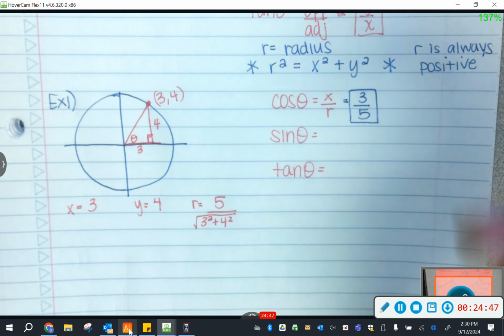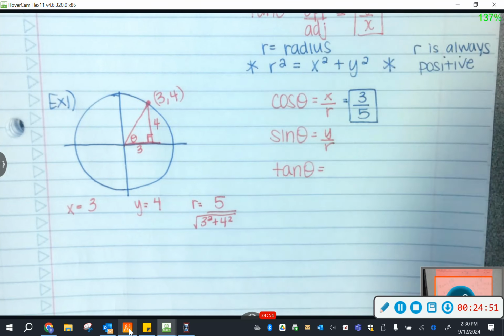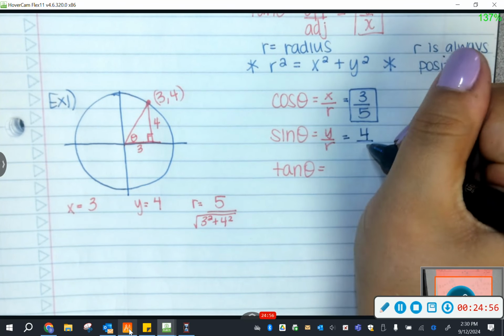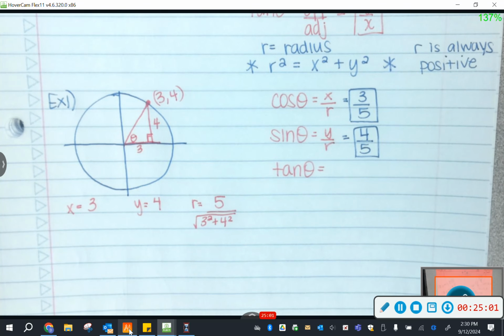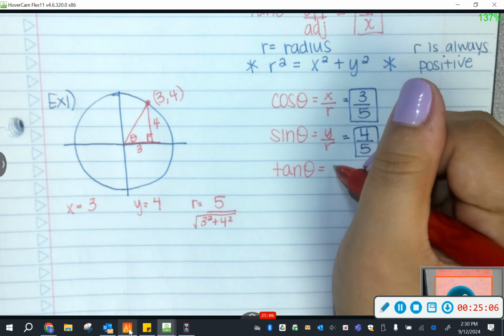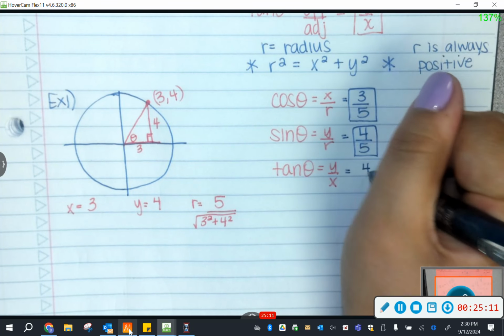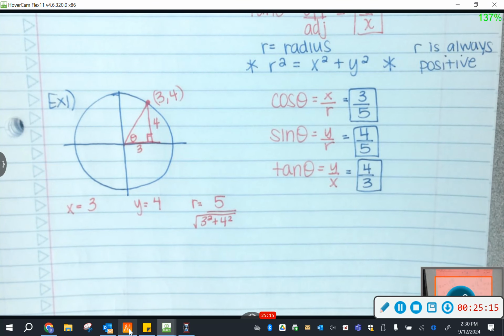What is sine? Y over R. What's my Y? What's my R? Yeah. Last but not least, what's tangent? Y over X. What's my Y? What's my X? Do I have any questions?